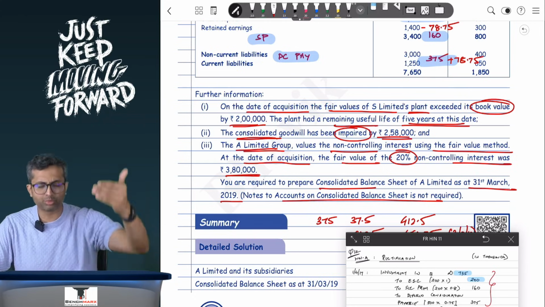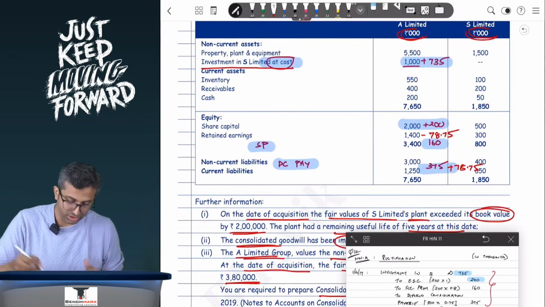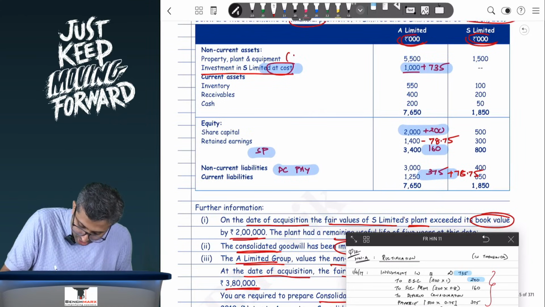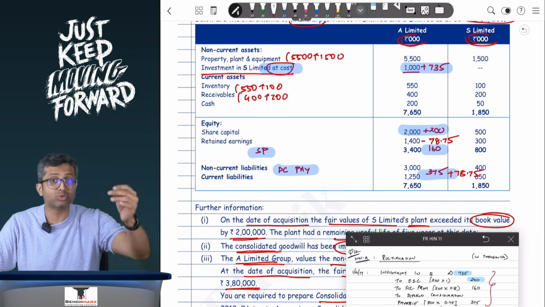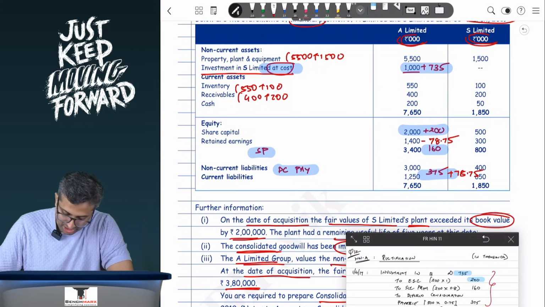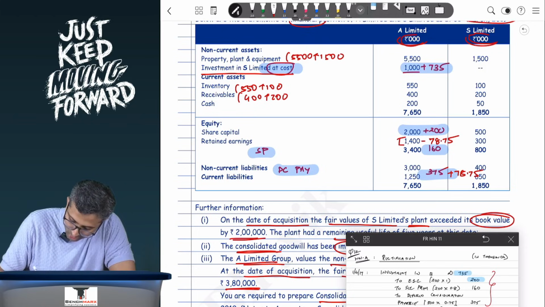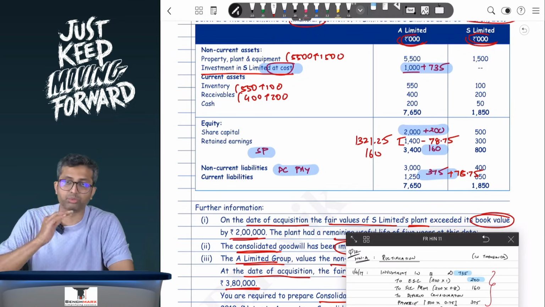So first step, you prepare Schedule 3. When you prepare Schedule 3, it is a blank Schedule 3. However, here, because notes are not prepared, in the bracket only you will mention 5,500 plus 1,500. For inventory, you will mention 550 plus 100, receivables 400 plus 200 and so on. So you will do all of that, then you will come to working note 1. In working note 1, you will start with standalone P. What is your standalone P? There are two reserves. One is 1321.25 for retained earnings and 160 for the securities premium. This is where you start.